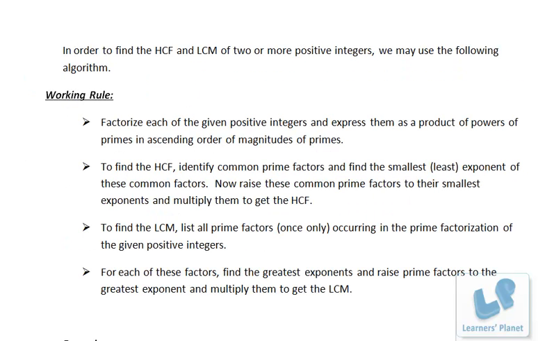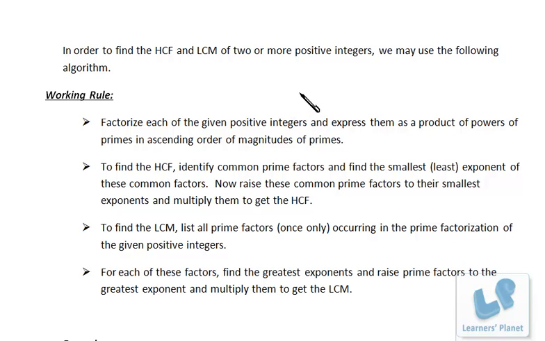Now friends, let's discuss the algorithm to find out the HCF and LCM of two or more positive integers. So what's the working rule? Factorize each of the given positive integers and express them as a product of powers of primes in ascending order of magnitude of primes. Now what's the meaning of this?